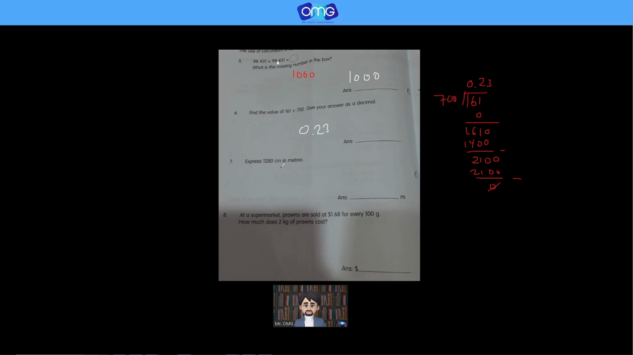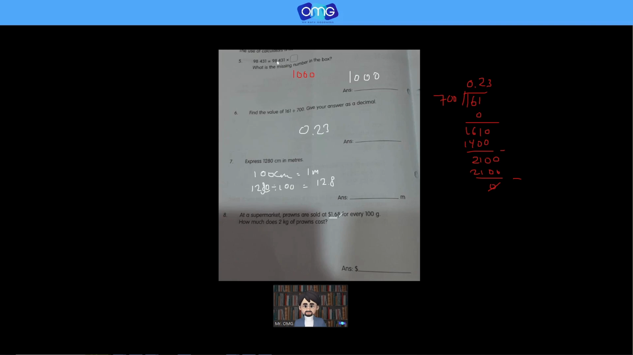Number 7. What is this in meters? 1 centimeter, 100 centimeters is 1 meter. So this is divided by 100. You move the decimal from here, the default, 2 places to the left. So 12.8 meters. Okay, next one.